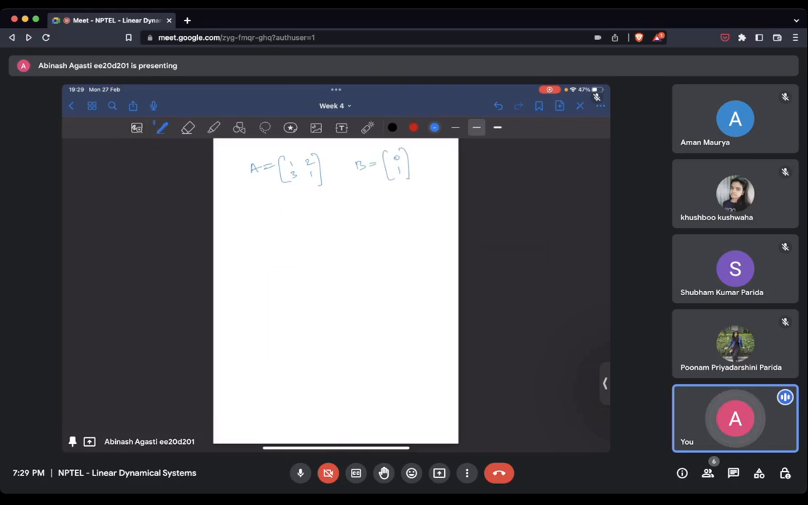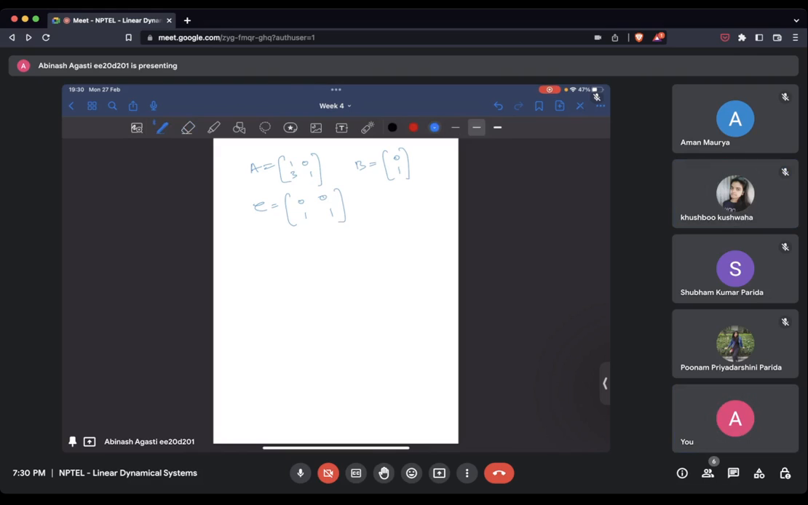Okay, let's take the C matrix. It is 0 1. This system is controllable, right? Let us edit it to get an uncontrollable system. Let's say this is the case. Then this system is not controllable, correct?